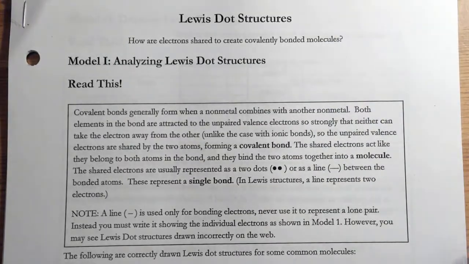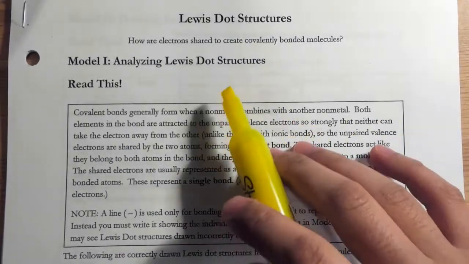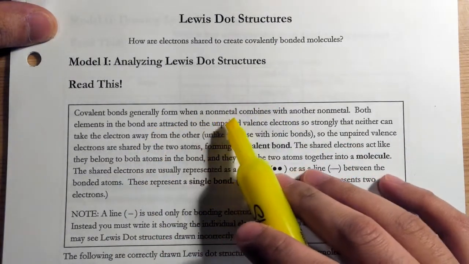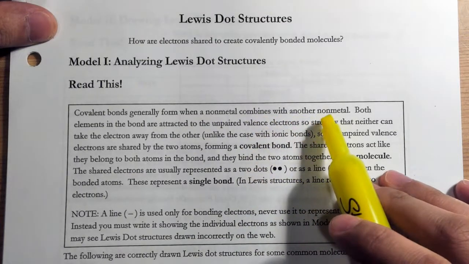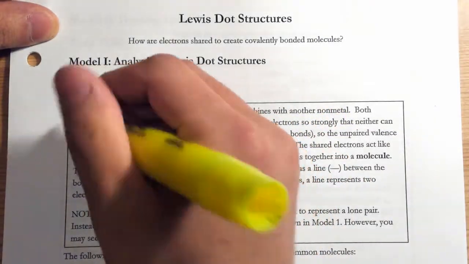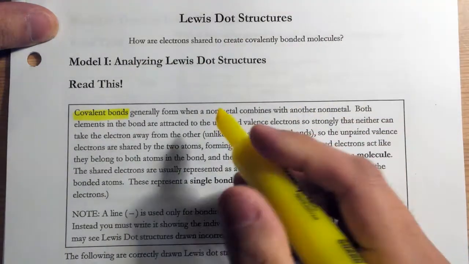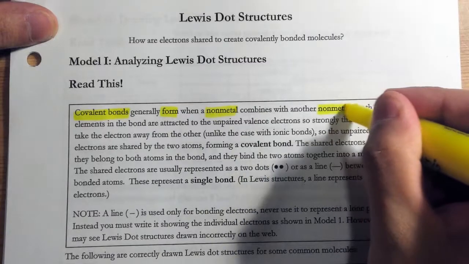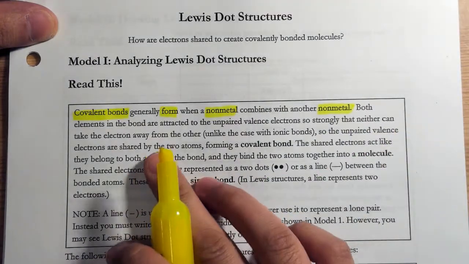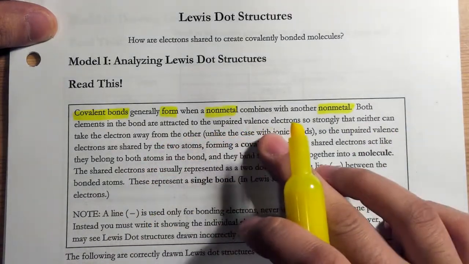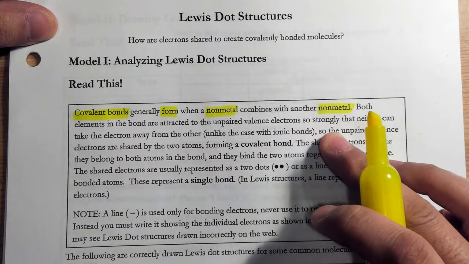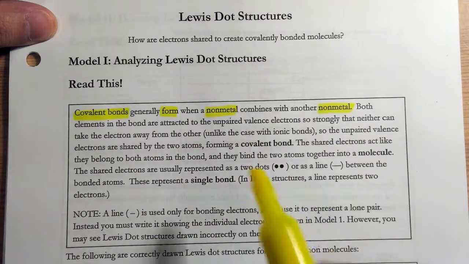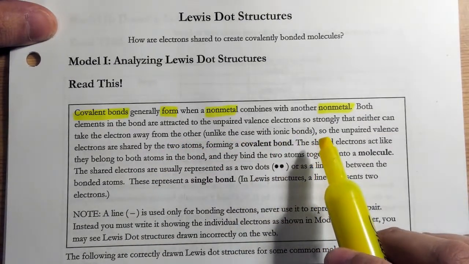So, here we go. First, analyzing the Lewis dot structures. Covalent bonds generally form when a nonmetal combines with a nonmetal. So what I want you guys to focus on is the covalent bond that is formed from one nonmetal to another nonmetal. Both elements in the bond are attracted to the unpaired valence electrons so strongly that neither can take the electron away from the other, unlike the case with ionic bonds.